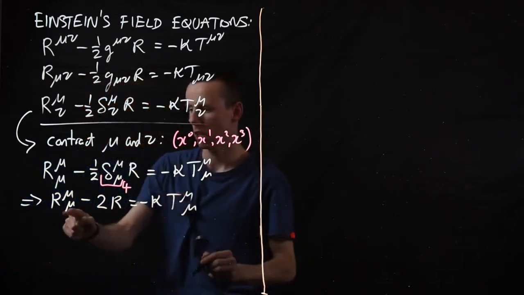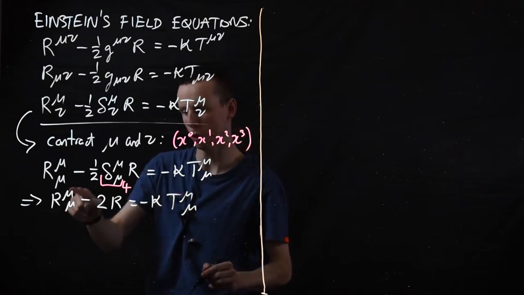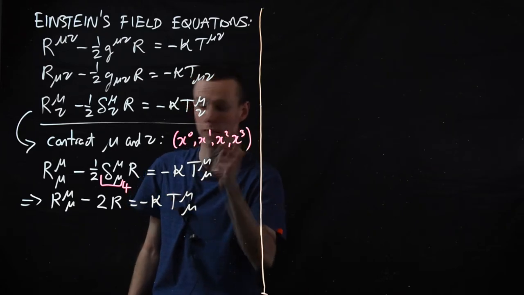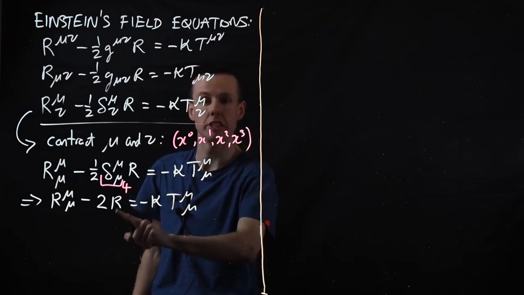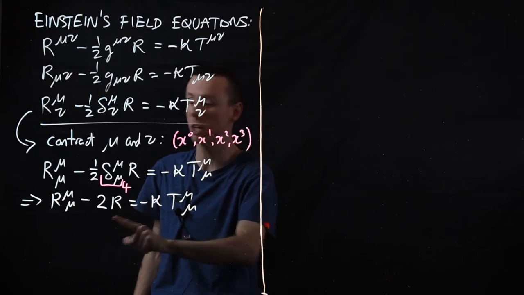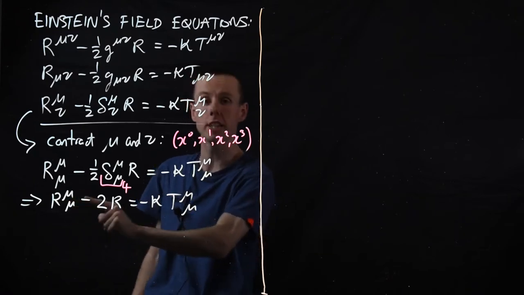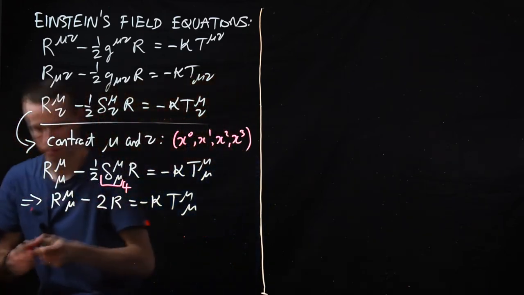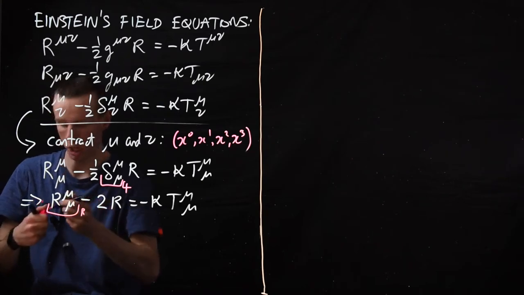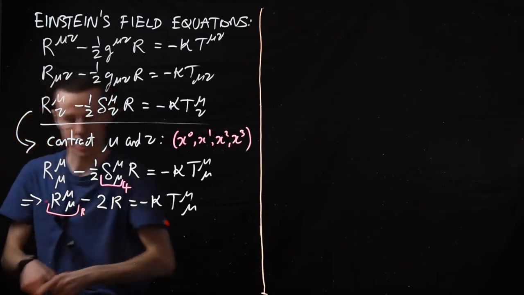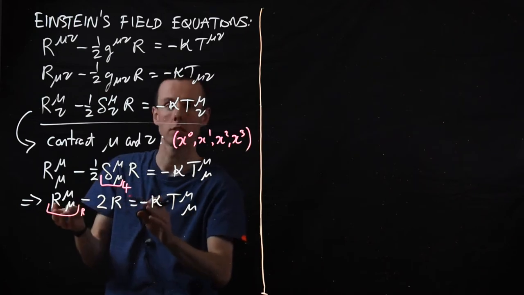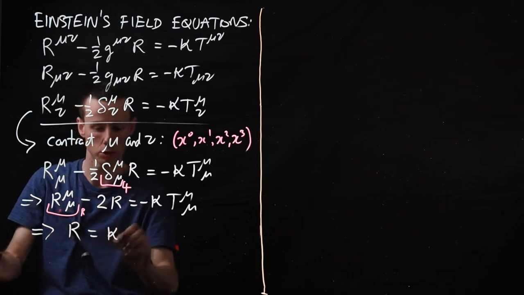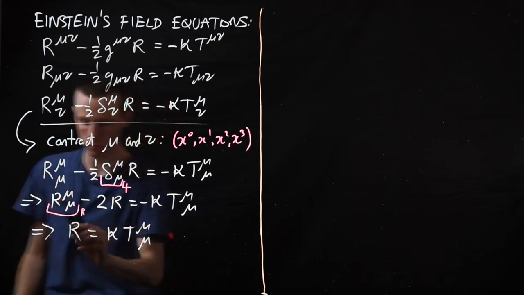But look carefully. Here we've got R mu mu summed over mu, and here's R. Those are the same thing. Okay, remember, that's the definition of R. R is the Ricci scalar. And how do you get the Ricci scalar? You take the Ricci tensor, rank 2 Ricci tensor, in its mixed form, and contract the indices. So R mu mu, that by definition is just R. So on the left-hand side here, you've actually just got R minus 2R, which is minus R. So if I multiply through by minus 1, I just get R equals kappa T mu mu. Okay.